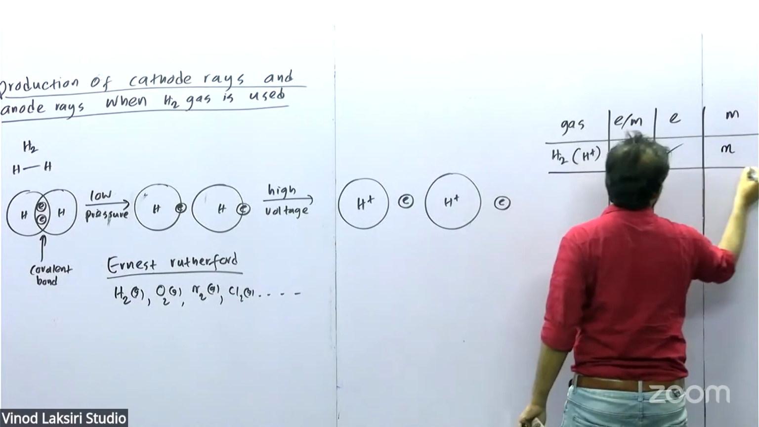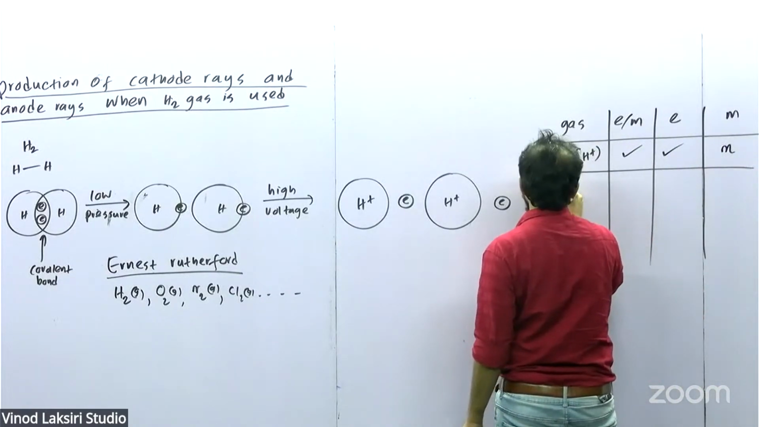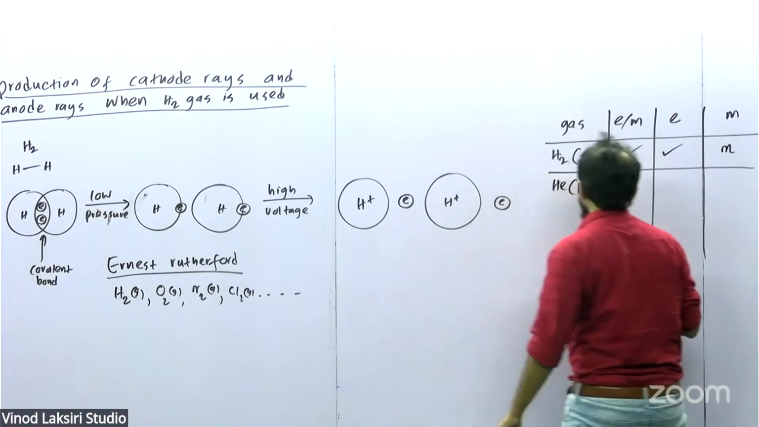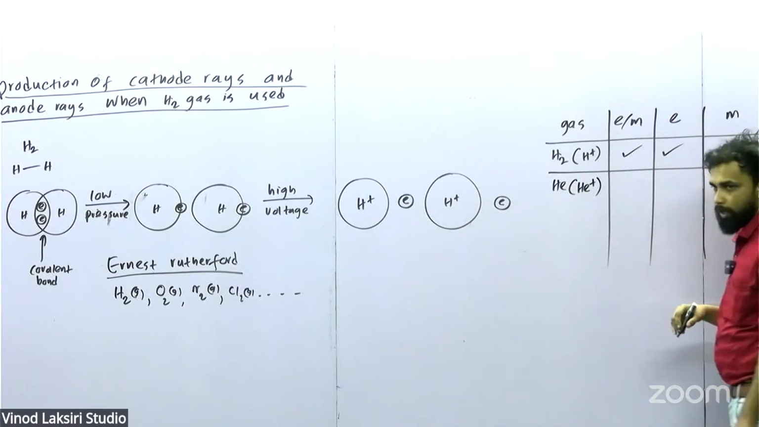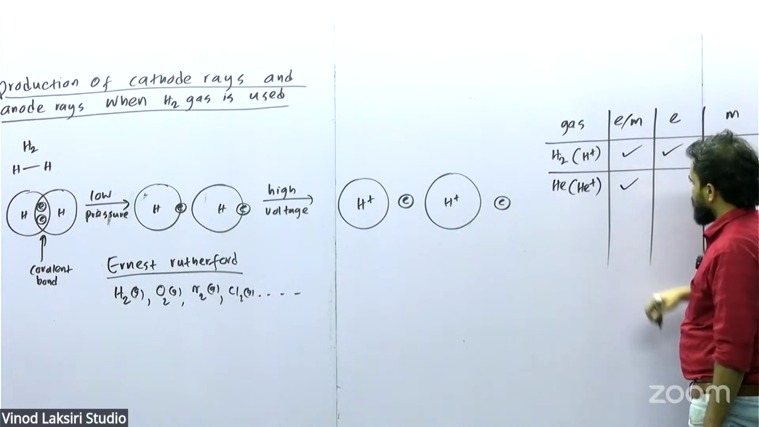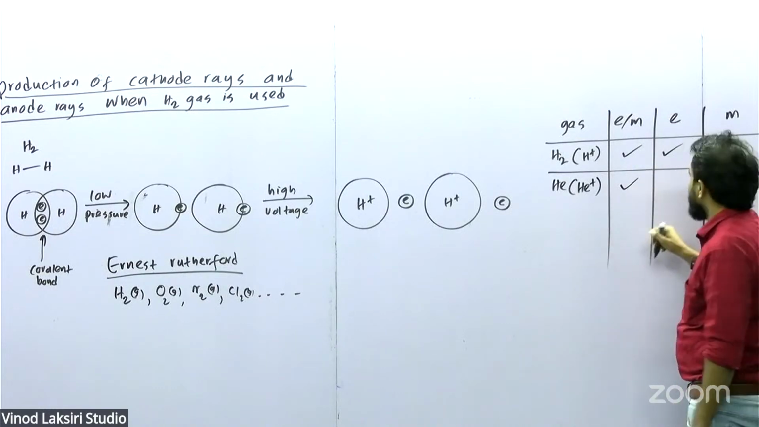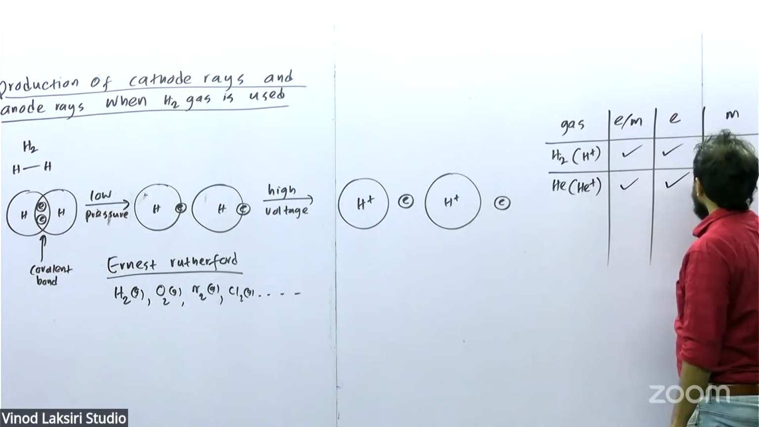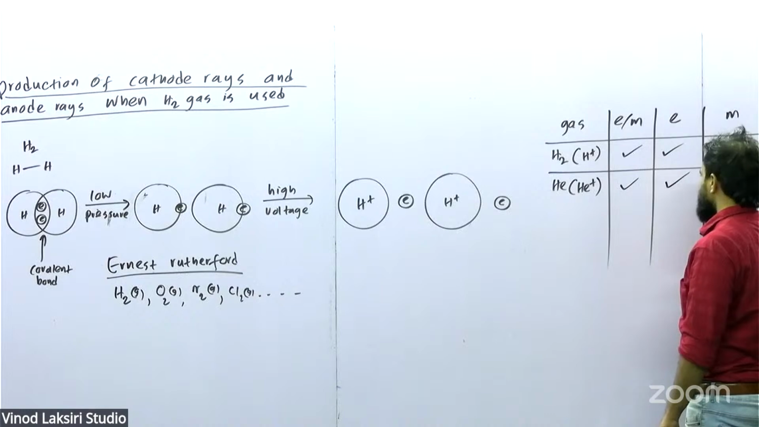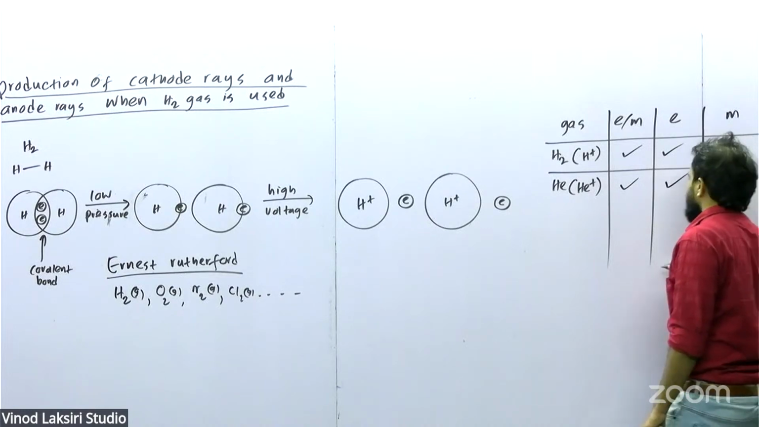Now think oxygen is used, or think helium is used. When helium is used, what is the anode ray? It is helium plus, right? Then similarly, E divided by M is calculated, and these two values are different, and E is calculated, then M is calculated. When helium gas is used, the M value is 4x.